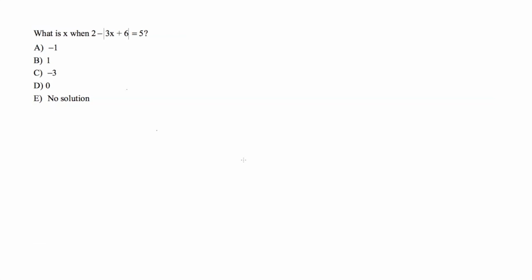What is x when 2 minus the absolute value of 3x plus 6 is equal to 5? So the first thing we want to do is get the absolute value part of the equation isolated. So first let's get rid of that 2. If we subtract 2 from both sides, we have negative absolute value of 3x plus 6 is equal to 3.